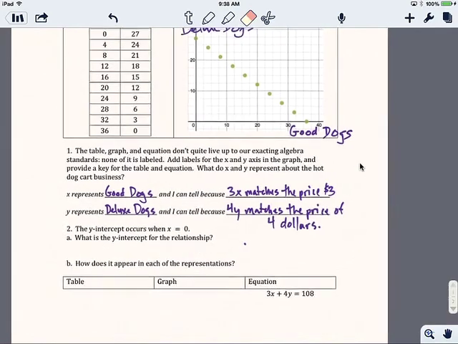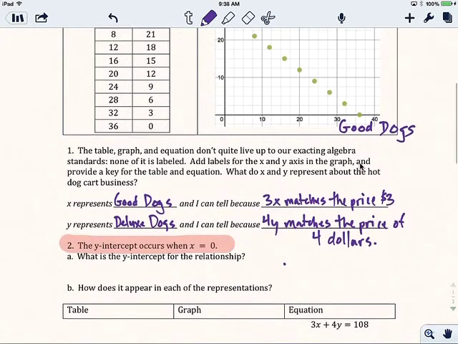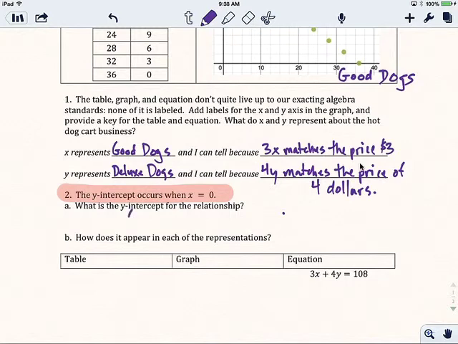Okay, good. The y-intercept occurs when x equals 0. That's maybe the most important thing about y-intercepts that you can know. Y-intercepts happen when x equals 0. What is the y-intercept for the relationship? So I need to find where x is 0, and that happens right here. There's x being 0, so the y-intercept is 27. So I'm going to write that as 0, 27.